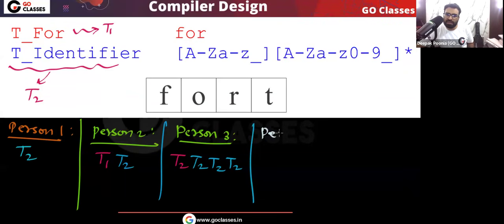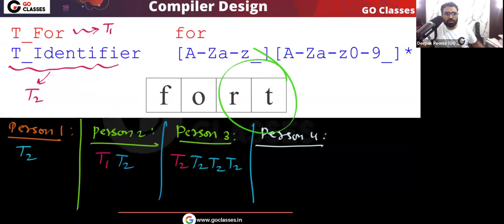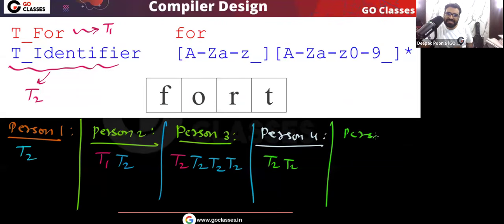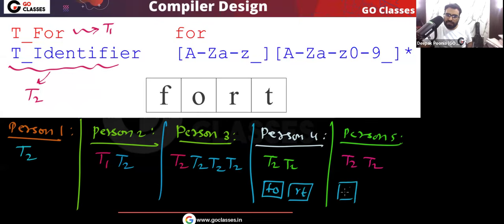Now, what can person 4 say? Tell me. Person 4 can say that, sir, let's generate token T2 for FO, token T2 for RT. What can person 5 say? Person 5 can say, sir, for this F, generate T2, then for ORT, generate T2. So you can see T2, T2 in both, but here you can notice that according to person 4, FO is a lexeme, RT is a lexeme. According to person 5, F is a lexeme, ORT is a lexeme.